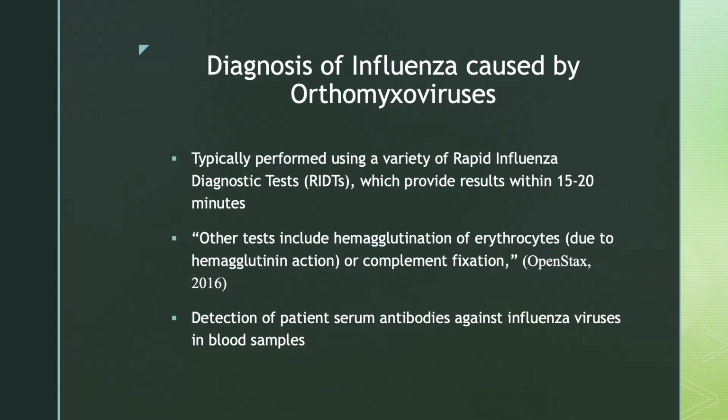Diagnosis of influenza is typically performed using a variety of rapid influenza diagnostic tests. These tests provide results within 15 to 20 minutes. Because of that, they're not the most effective, and sometimes they can produce false results. Other tests include hemagglutination of erythrocytes or complement fixation. Detection of patient serum antibodies against influenza viruses is found in blood samples as well.